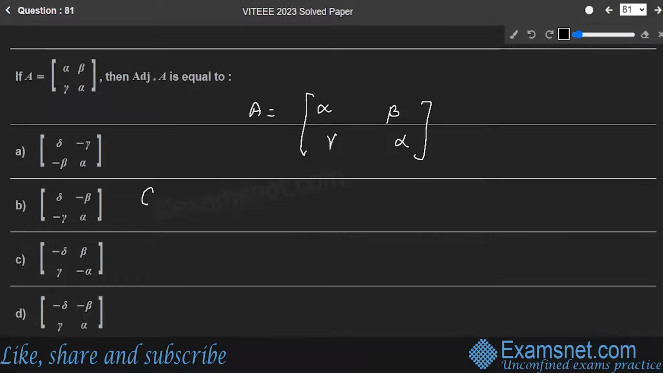Okay. So C11, that is column 1, 1, is given by delta. See over here, this is supposed to be delta.